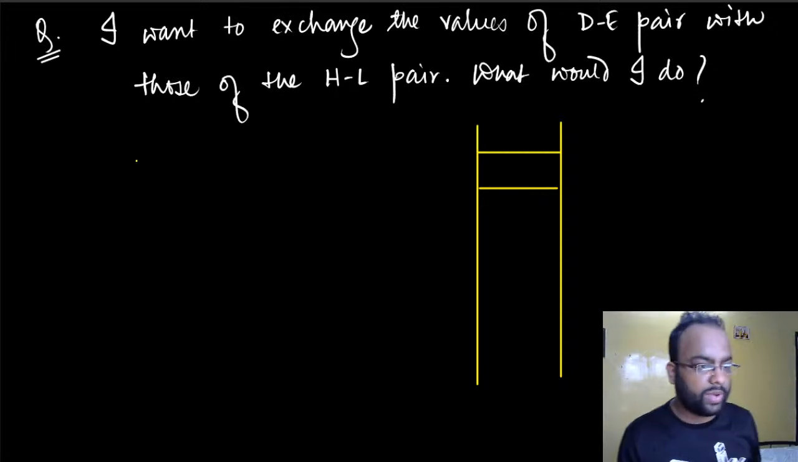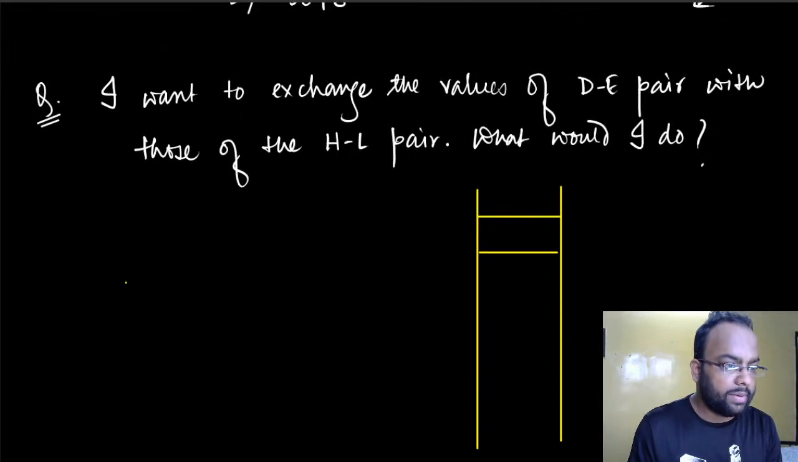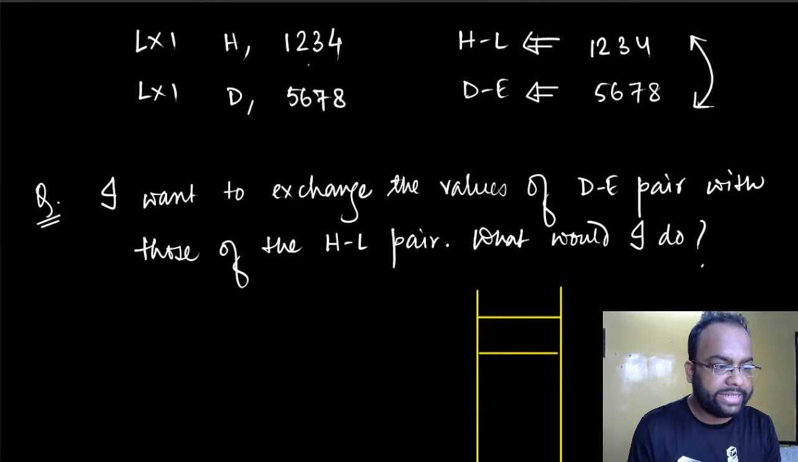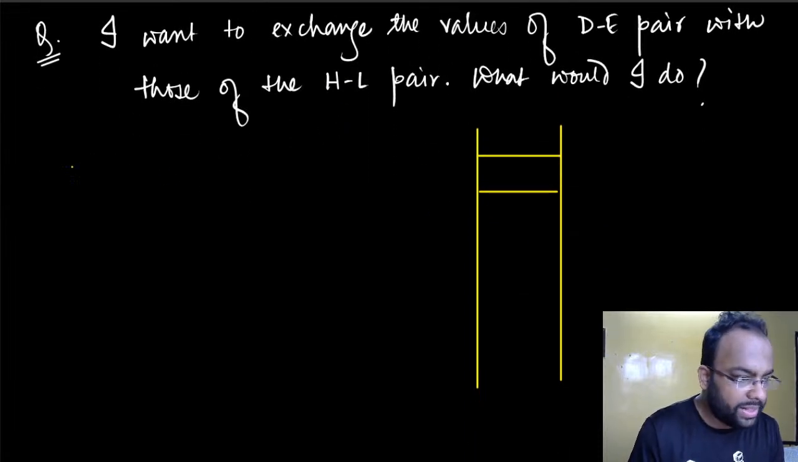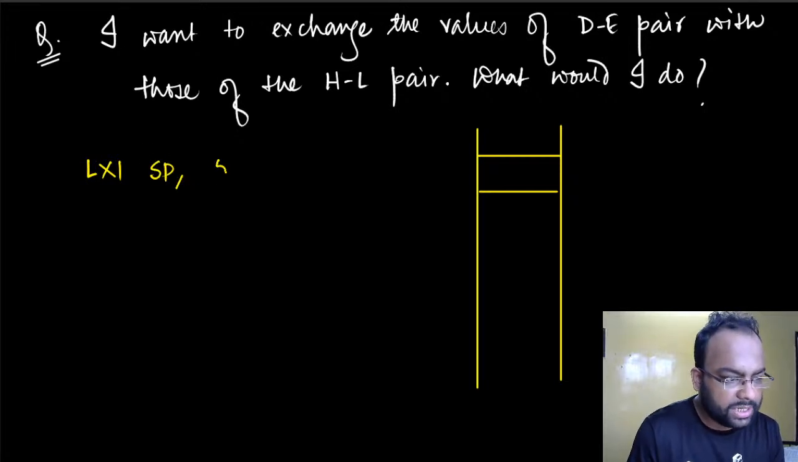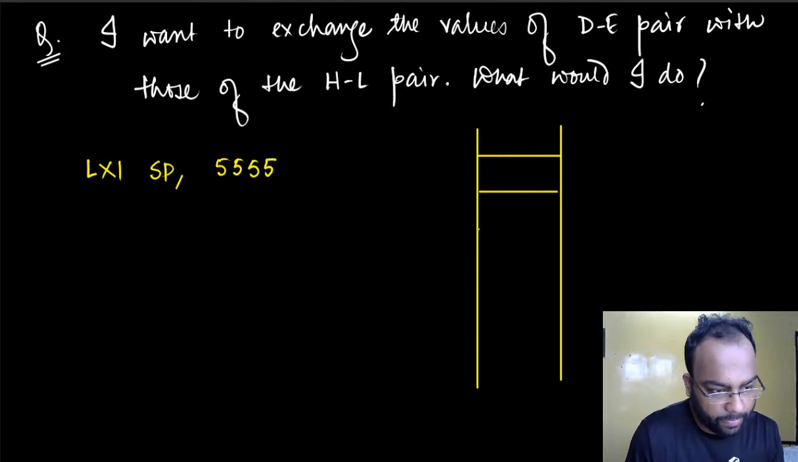Alright, so as we have been talking, say my register pair HL has a value of 1 2 3 4, and register pair DE has a value of 5 6 7 8, right? So let's say we have to initialize the stack pointer. Let's initialize the stack pointer with any suitable value. Just as before, let's initialize this with 5 5 5 5.